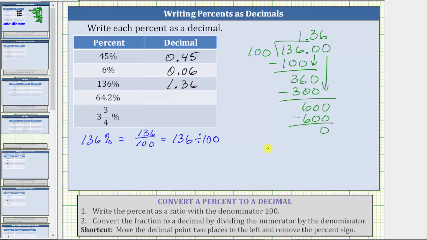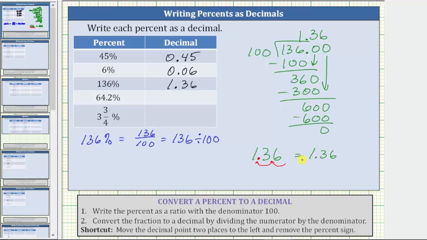Using the shortcut, we begin with 136%. Decimal point begins here. Move it left 2 places, so 1, 2. Decimal point is now here. We remove the percent sign as well as the old decimal, which does give us 1.36.